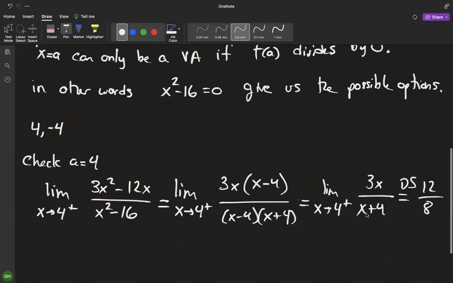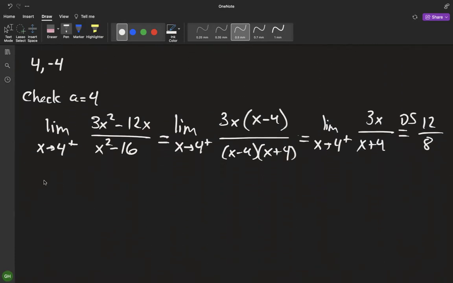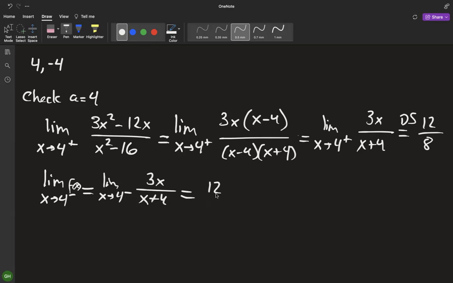Now that's not infinity. So this means I do need to check the other side. x goes to 4 from the left. Well, all this work is still the same, so I could just skip ahead and say the limit of f of x as x goes to 4 from the left is the limit of 3x over x plus 4, which is still 12 over 8. So because I get 12 over 8 from both sides, that means that x equals 4 is not a vertical asymptote. Because from neither side did I get infinity.